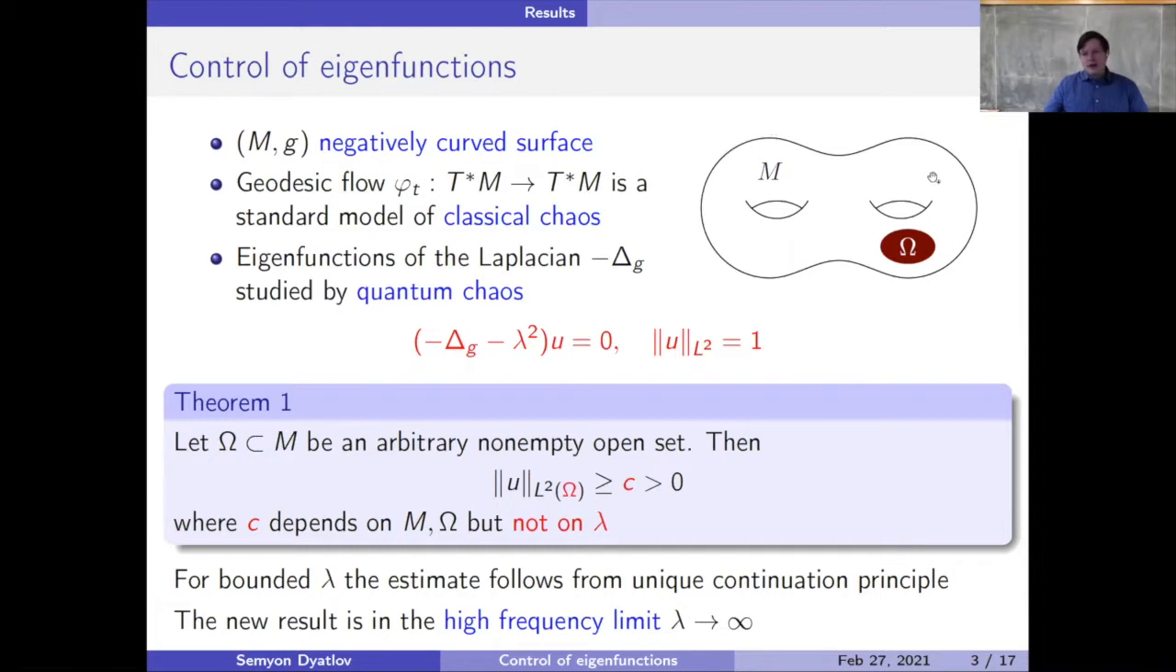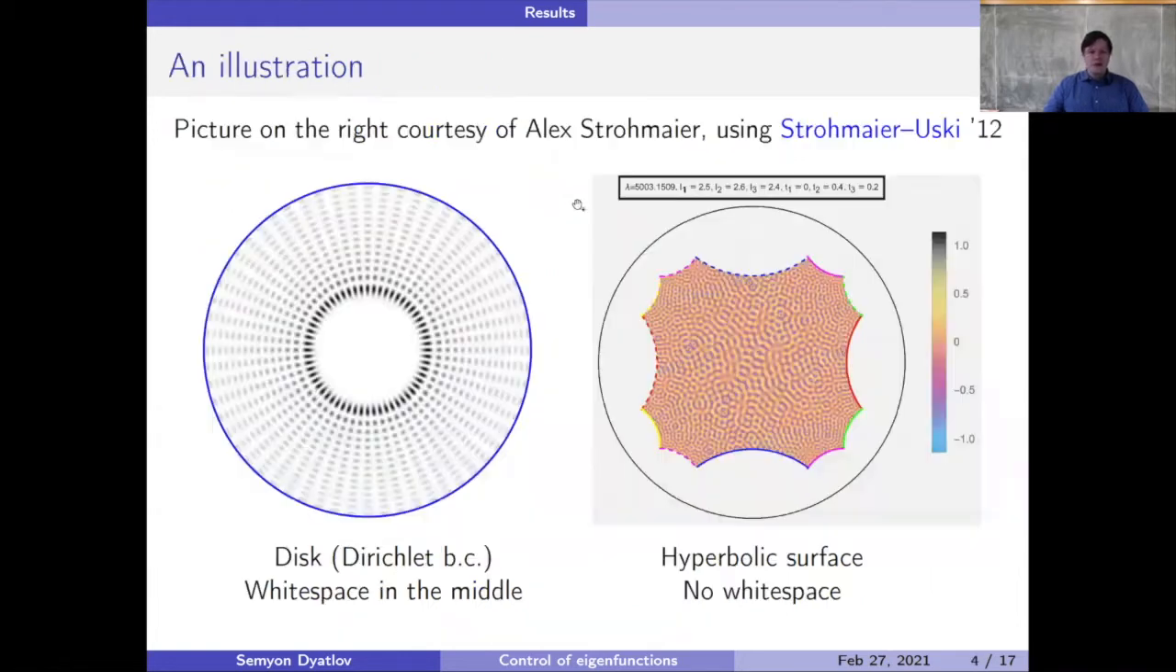So this is where the chaotic behavior of the geodesic flow will play a very important role. For instance, I don't think I have this on the slide, but if you took a round 2-sphere, then it's easy to see that you can have a sequence of eigenfunctions where this L2 norm will deteriorate exponentially fast. So the new result is really that this works in the high frequency limit, and that part does use the chaotic nature of the geodesic flow strongly.